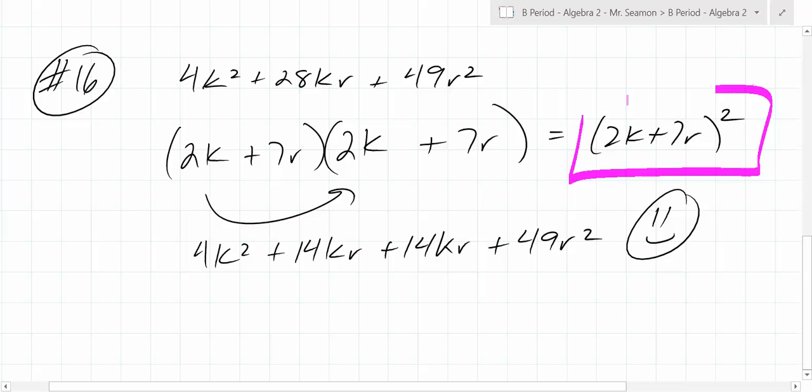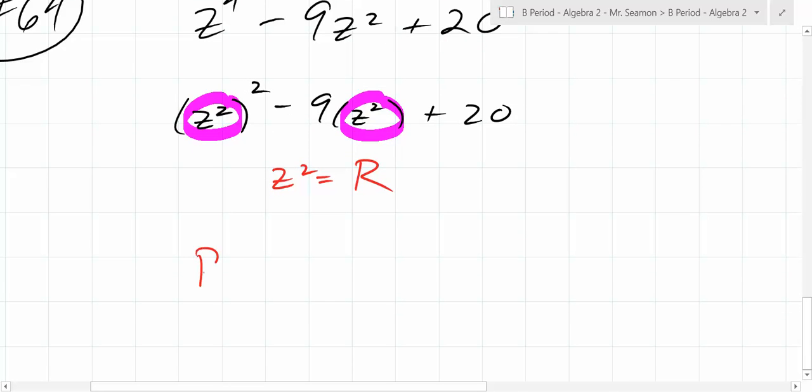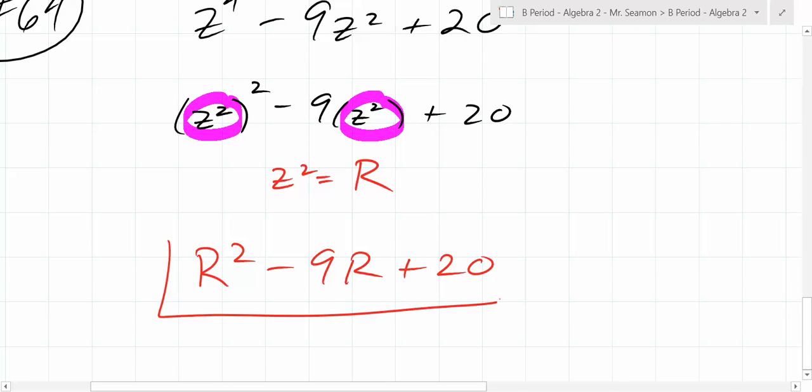This would be a great final answer right there. That would be a great final answer. I would love that. Letter, Katie. Give me a letter. Any letter. Let's let it equal r. Sure. R squared minus 9r plus 20. Can you factor this for me?